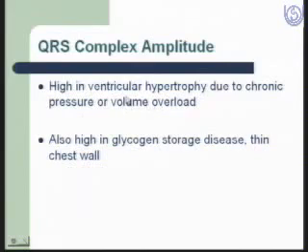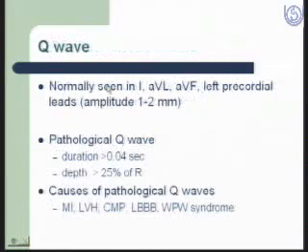High QRS complex amplitude is a feature of ventricular hypertrophy, which may be either due to chronic pressure or volume overload, and it is also seen in infiltrative disorders like glycogen storage disorder or in patients who have thin chest wall. Now Q wave normally is seen in lead 1, AVL, AVF and left precordial leads with an amplitude of 1 to 2 millimeters.